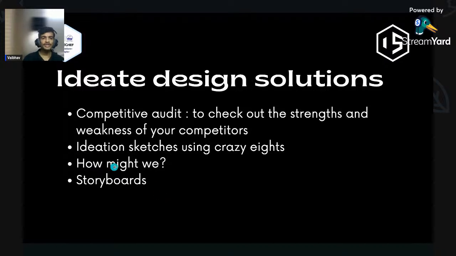And third is the how might we. That is, how might we solve. You should get to at least 4 to 5 how might we's, like, how might we solve the mess problem, how might we solve the AC problem, everything. So you need to get at least 4 with the user persona. Fourth is the storyboards. I'll tell you about the storyboards later.